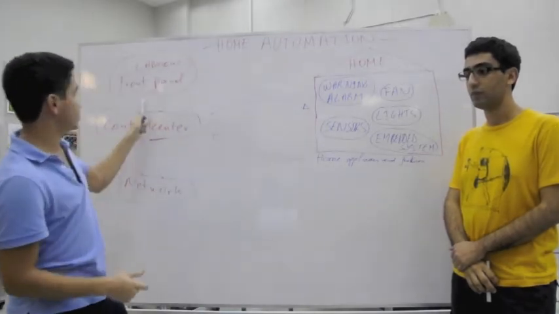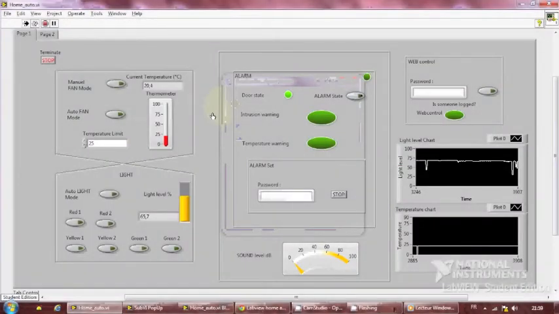So let's see first the LabVIEW front panel. As you can see, the LabVIEW front panel is divided into several blocks. The first one allows us to control the fan using either the manual mode or automatic mode. Once the current temperature is higher than the temperature limit that the user fixed, the fan is activated using the automatic mode.